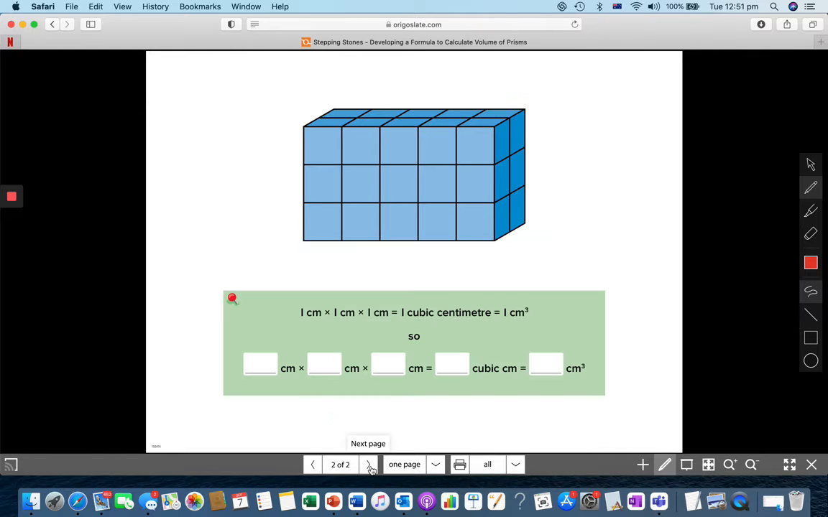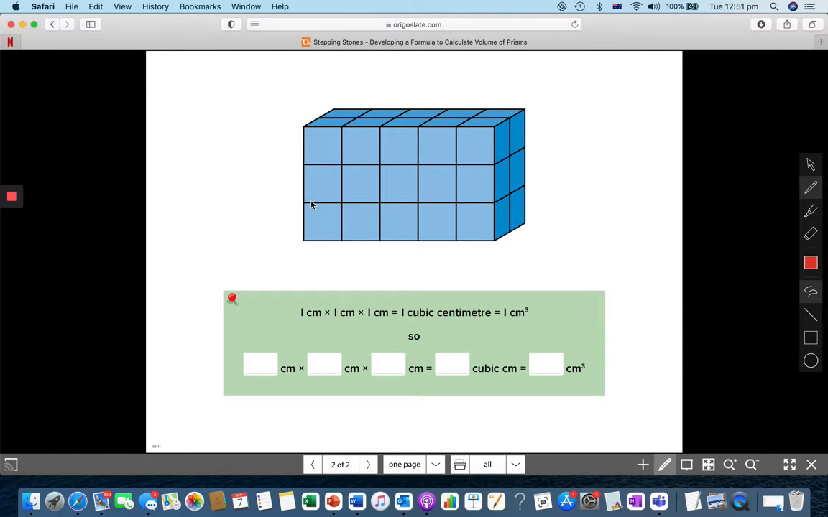So let's have a look at the next page. Right. First of all, we need to remember that each little square represents a little cube, and each little cube has got edges, it's got depth, it's not just a flat shape lying on the table, just like a piece of paper.